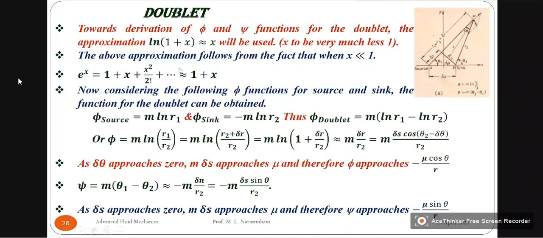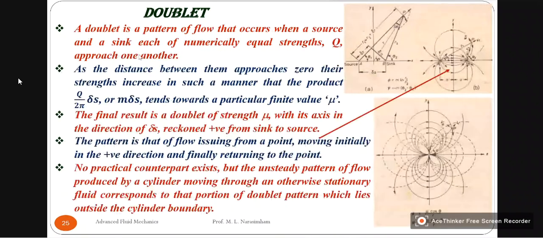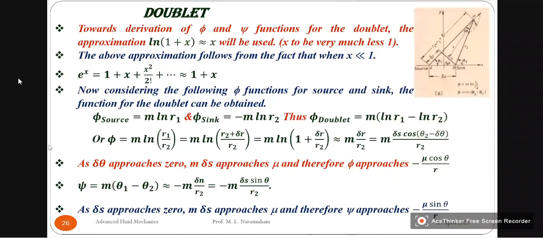Now, when we want to derive the expressions for phi and psi, which I have shown in this slide, we require certain knowledge of mathematics. Towards the derivation of phi and psi functions for the doublet, the approximation of log of 1 plus x, which will be approximately equal to x, will be used. Of course, this is true for the case when x is small, less than 1.